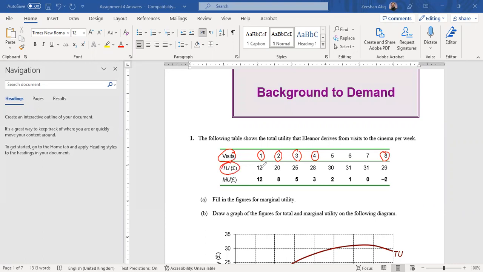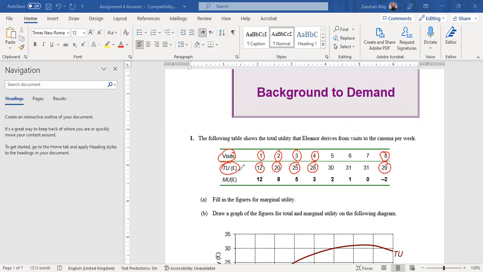Now, the total utility is 12 for the first visit, and 20 for the 2 visits that a person makes, and 25 for 3 visits he makes. And similarly, 28 for the 4 visits. And similarly, for the 8 visits, the total utility becomes 29. Now, what do we have to do? We have to find out the marginal utility from the total utilities.